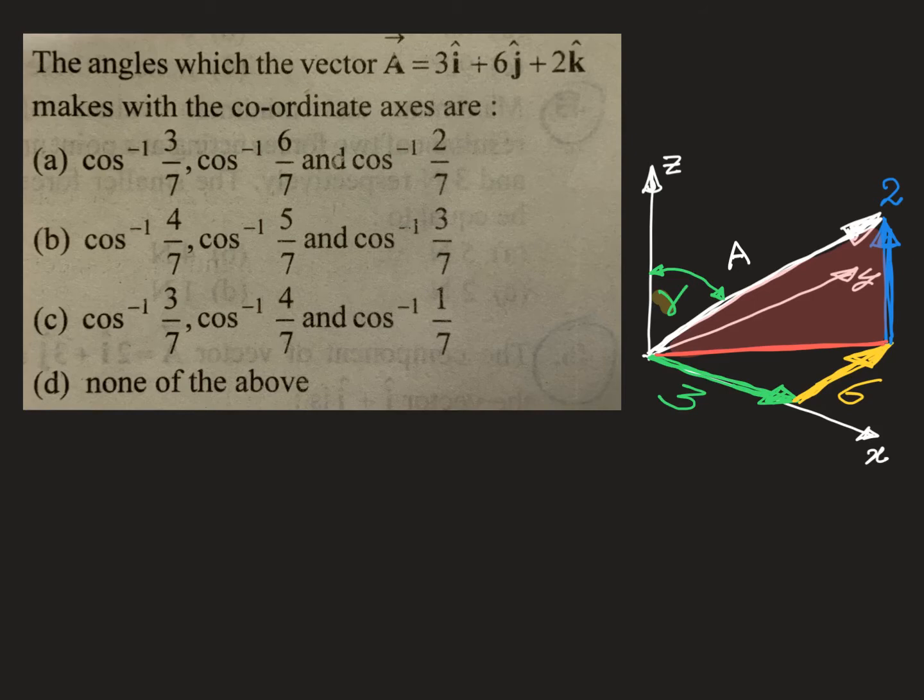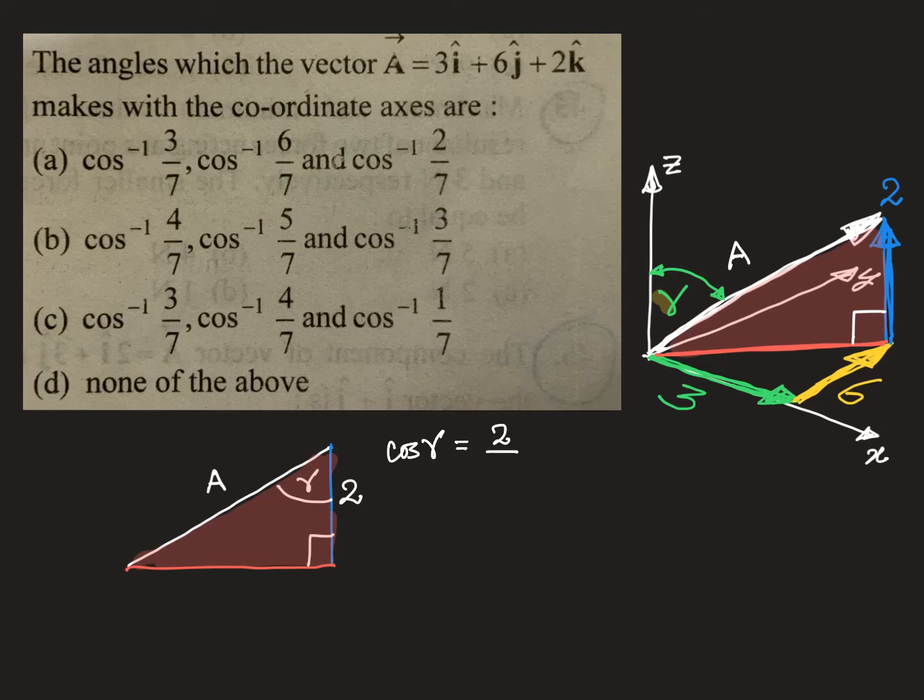So now I am again drawing the vector and this red line. This is obviously a right angle triangle, like this. This is the right angle. One side is 2, and this is A, and that angle is also gamma. The same triangle I have drawn here. So what about cos gamma? Where gamma is the angle made with the z-axis, cos gamma is 2 by A.